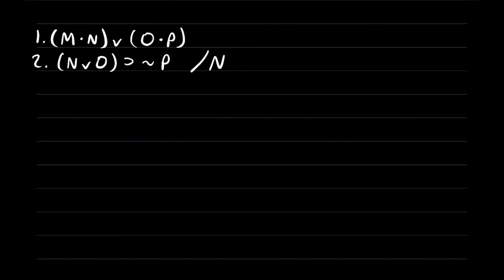Okay, so in this example, we are given two premises, M and N or O and P. We're given N or O implies not P, and we're just trying to prove that N follows.